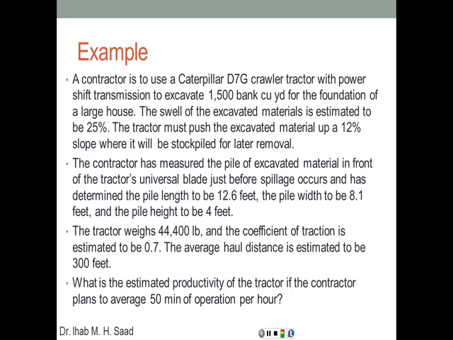Looking at the third example here, a contractor is to use a Caterpillar D7G crawler tractor. Crawler on tracks, the whole weight is going to be used and not part of the weight. With a power shift transmission, to excavate 1,500 bank cubic yards for the foundation of a large house. The swell of the excavated material is estimated to be 25%. Remember now, with this problem, each word here has a meaning, so we have to break it down later to look at the meaning of each one of these pieces of information. The tractor must push the excavated material up a 12% slope where it will be stockpiled for later removal.